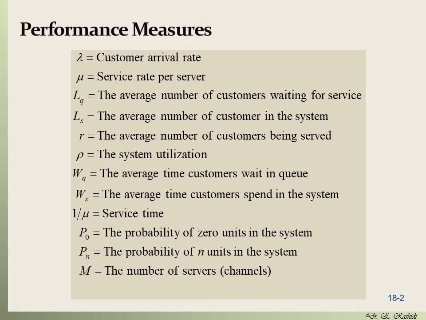W sub q is the average waiting time in queue. So that's the average time that customers have to wait in a queue. W sub s is the average time customers have to wait in the system. So q is for queue, s is for the system again. 1 over mu is going to give us the service time. P0 is the probability of 0 units in the system, the probability that there are 0 customers in the system. P sub n is the probability that there are n customers in the system. And M, the capital M, is the number of servers or the number of channels.